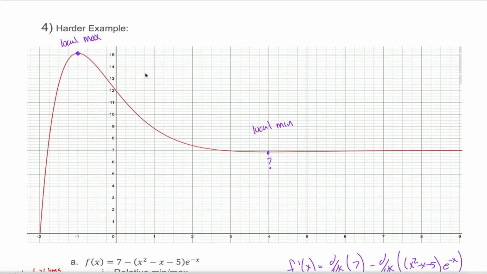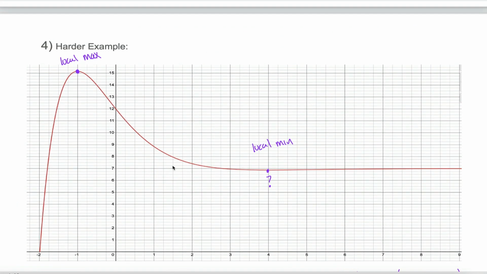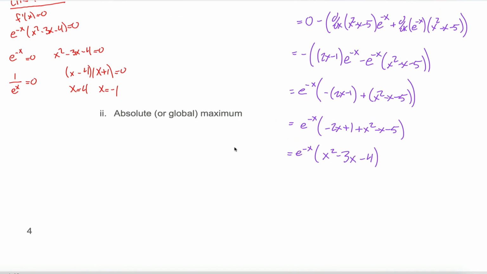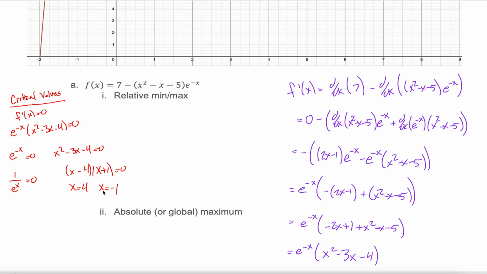If we go back up to our graph, which we're pretending we don't have, we know that the critical value at -1 is going to end up being a local max, and sure enough, there is a critical value at 4, as we guessed earlier, and that's going to end up being our local minimum. But again, we're pretending we don't have the graph, so at this point, all we know is we have these two critical values, and it's up to us to determine whether they're relative minima or relative maxima.